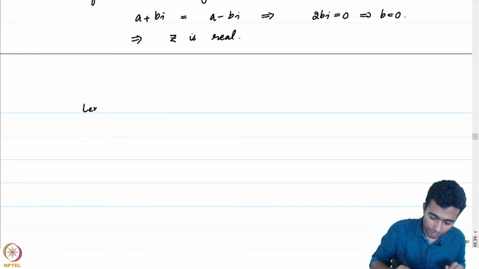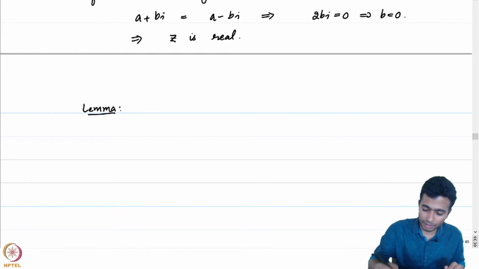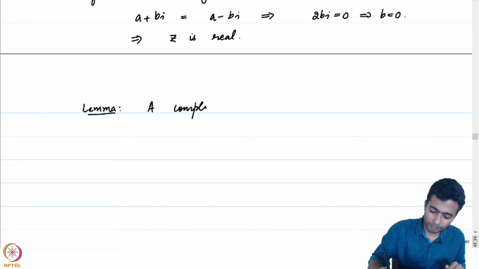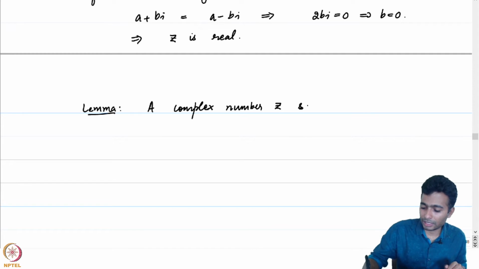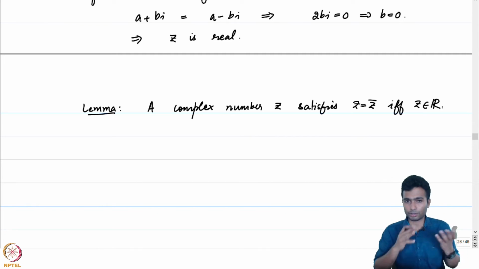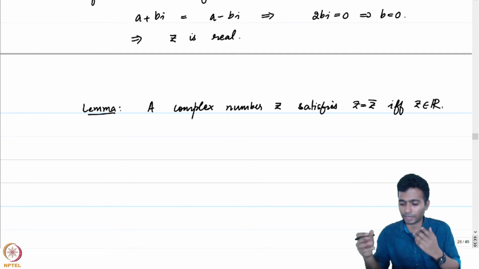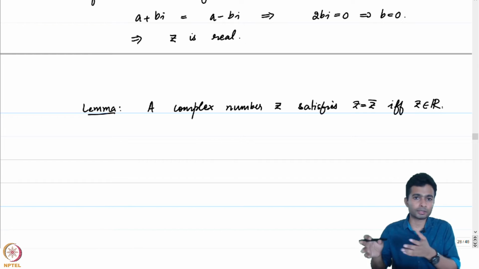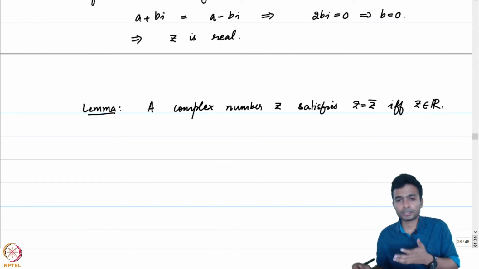So hence we have a small observation here which I will write as a lemma. A complex number z satisfies z is equal to z bar if and only if z is in R. So let me slowly start doing this identification of R with the real axis. I'll write z is in R. Basically, this means that the imaginary part is 0.